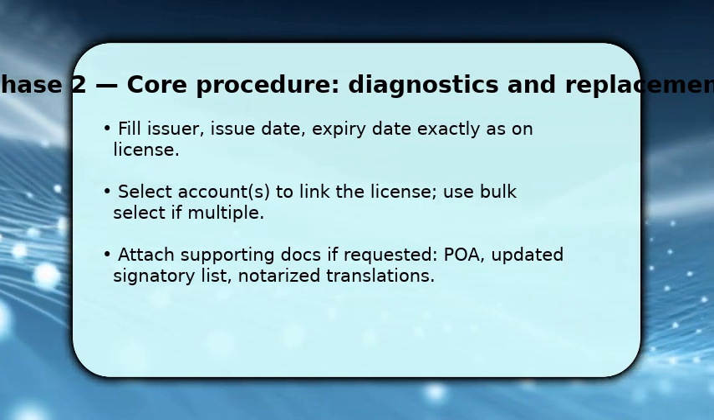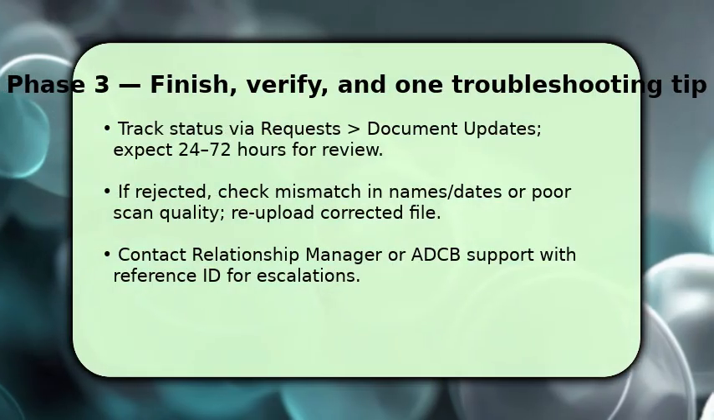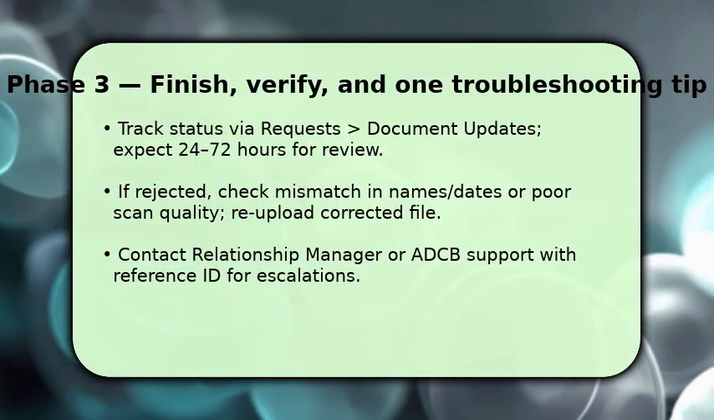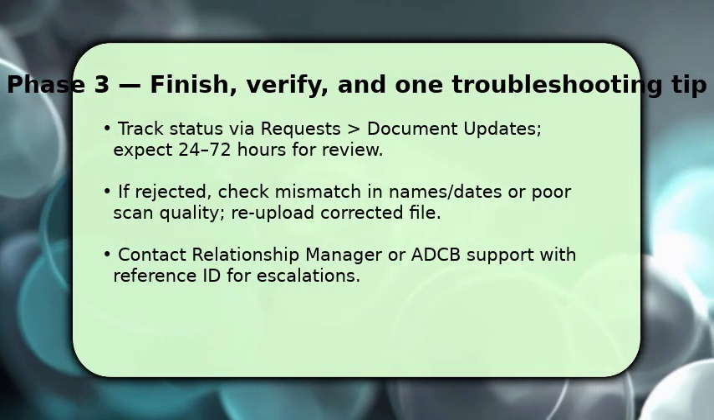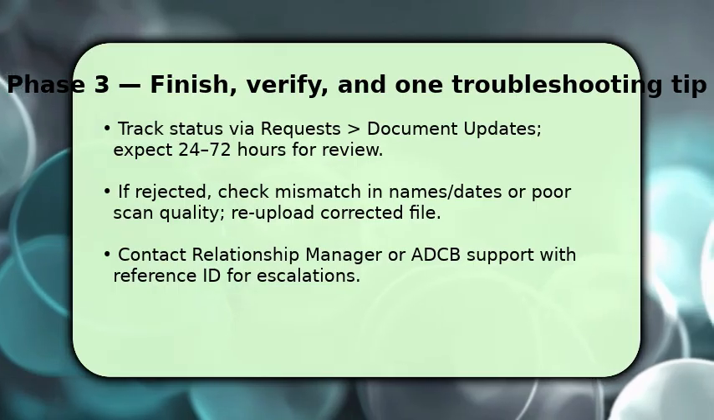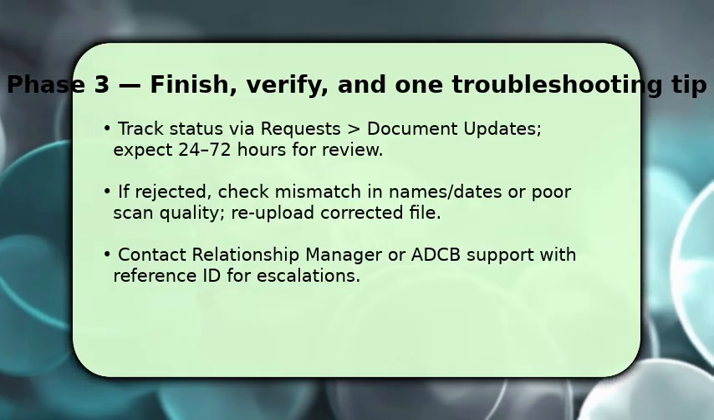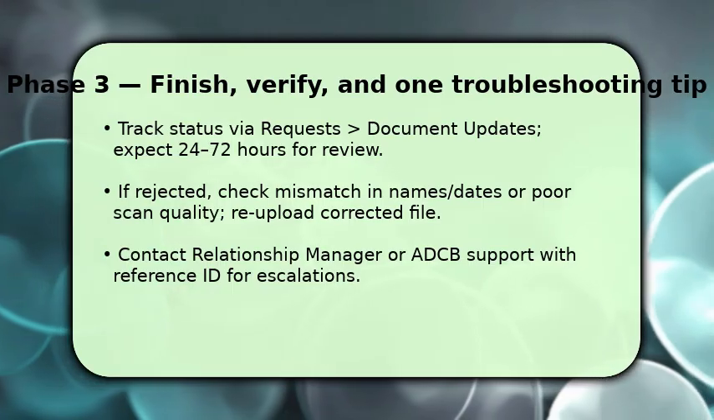After submission, monitor requests or document updates to follow progress. ADCB typically reviews within 24 to 72 hours. If the file is accepted, the system updates the account and notifies you. Make sure to confirm the new expiry shows correctly.